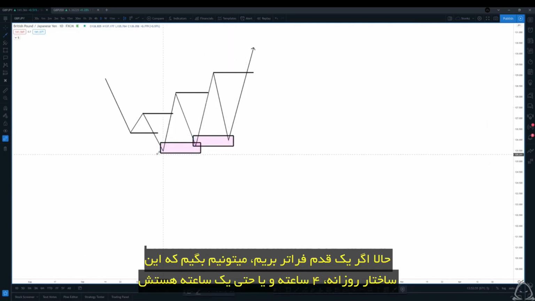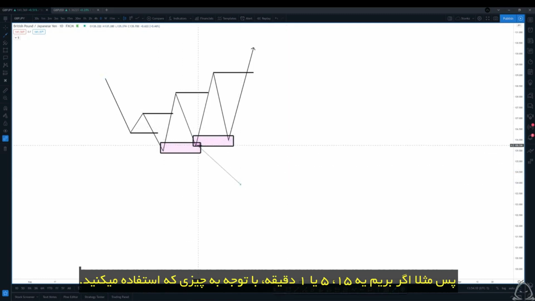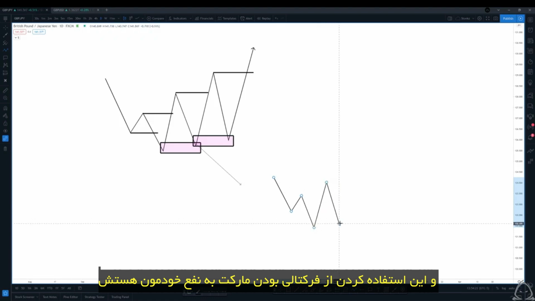Now, if we take this a step further, say that this is either the daily or the 4 hour or even the 1 hour market structure. This is what's happening. So if we look at these points right here as price taps into this order block, say we drop down to a 15, a 5, or a 1 minute chart, depending on what you use. Basically what we want to look for is the same market pattern, just on a smaller time frame. And this is taking advantage of the fractal nature of the markets.